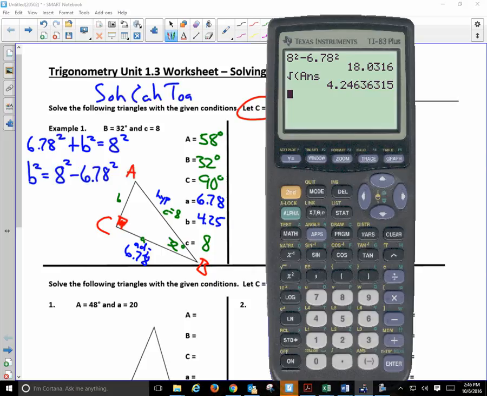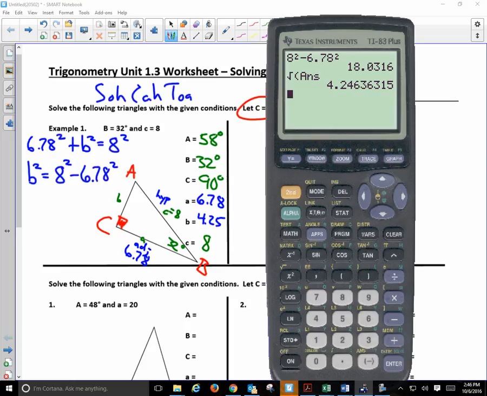Finally, look at this right here. What's the biggest angle? 90. What's the biggest side? See how the biggest angle goes with the biggest side? What's the smallest angle? B. What's the smallest side? B. And then the middle, A and A.